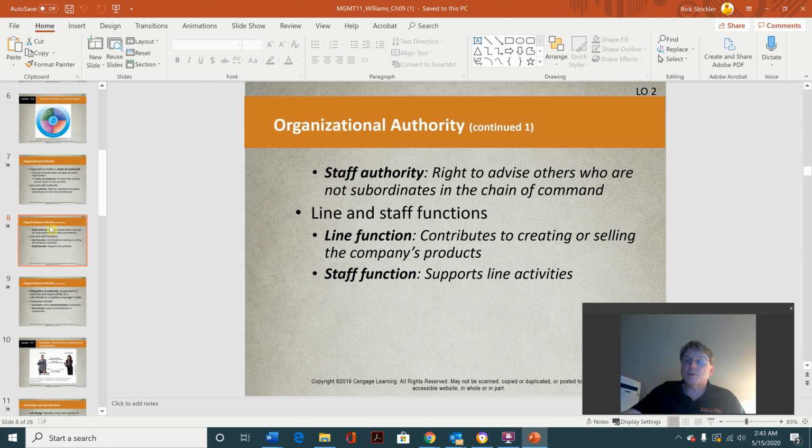Line function contributes to creating or selling the company's product, and staff function supports the line activities. So, human resources in most companies is a staff function. Accounting in most companies is a staff function, where the line function would be the production line. If it's a service, it would be the people producing that service. If it's retail, it's the people actually working in the stores. That would all be line function.